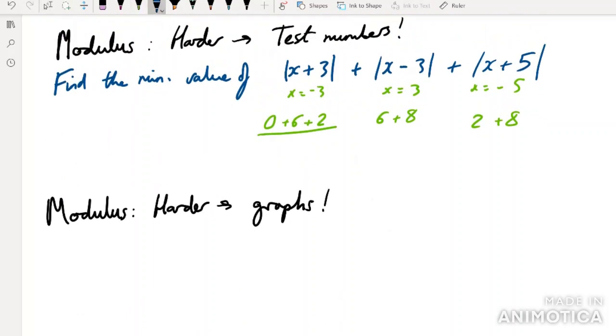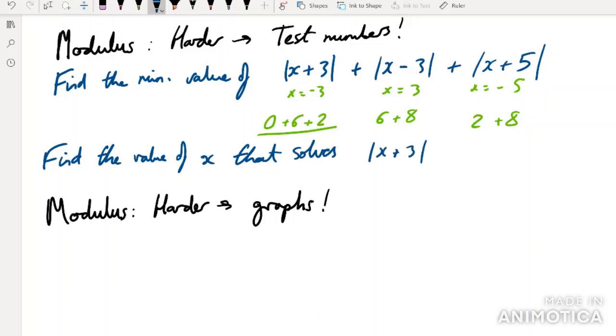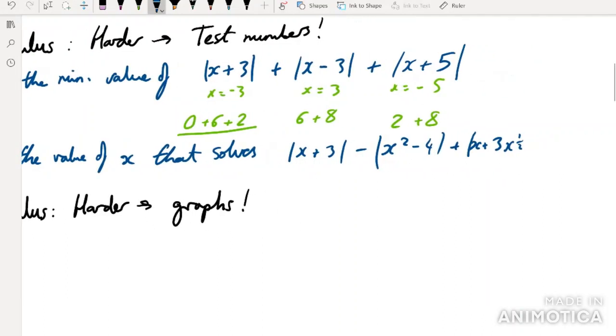And then the other type of test is find the value of x that solves something, and they can give you something as nasty as they want. Who cares how hard it is? Because if they say find the value of x that solves, well, that's incredibly difficult, except for the fact that the GMAT is multiple choice. So just sub in the answers and find out which one works.